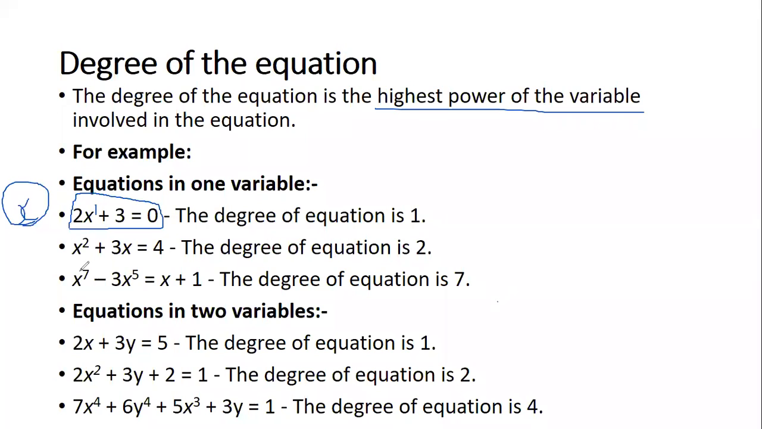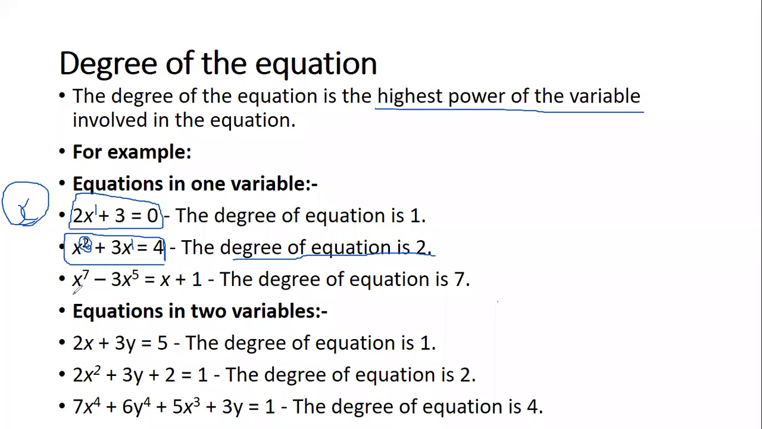Okay. Now going on to the second expression, x square plus 3x is equal to 4. Here x has square, that is 2 as the power, and x also has 1 as the power. Out of both, power 2 is the highest power. So the degree of equation is 2. Out of the powers of x, whichever is the highest number will be the degree of the equation.